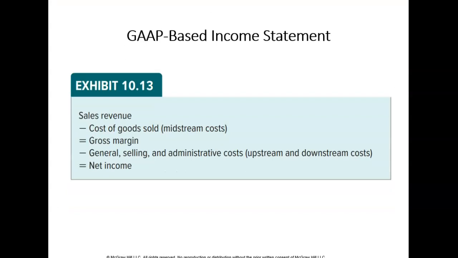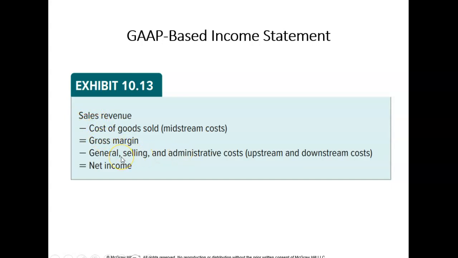Okay? We'll now look at a GAAP-based income statement. This is the income statement based upon generally accepted accounting principles. You begin with your sales revenue minus your cost of goods sold. That's your midstream cost, i.e., your product cost. That gives you your gross margin. So, sales revenue minus cost of goods sold equals gross margin.